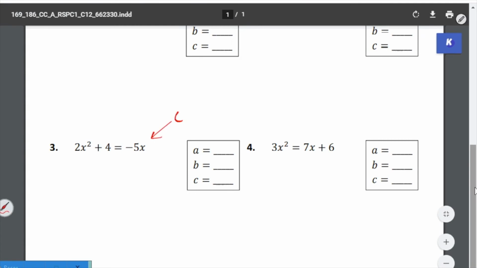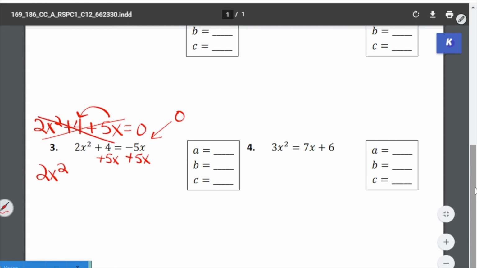Again, 0. We don't have a 0. Got to get it to 0. So we're going to add 5x to both sides. Where should that 5x go? I have a lot of students that want to do this. Why is that wrong? That is not right. We have to have the x in the middle and the 4 on the end. So we end up with 2x squared plus 5x plus 4 equals 0. So my A is 2, my B is 5, my C is 4. All of those numbers are positive.